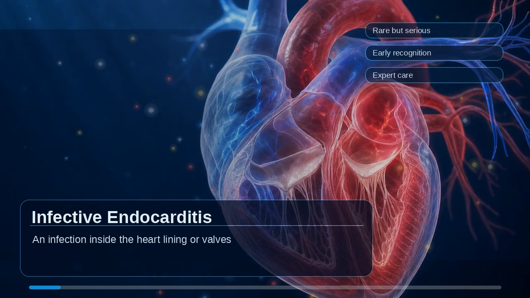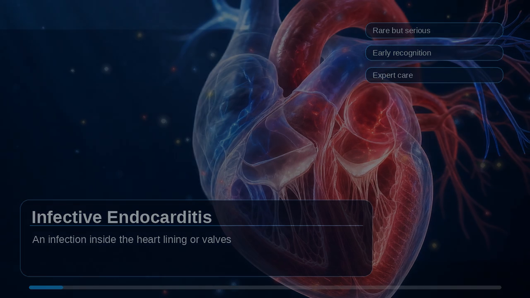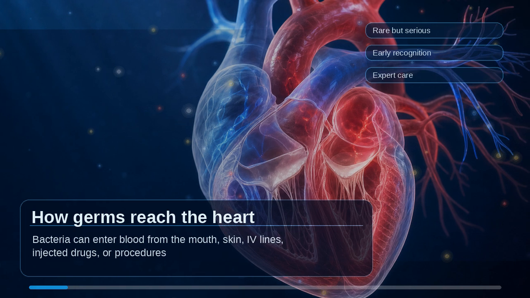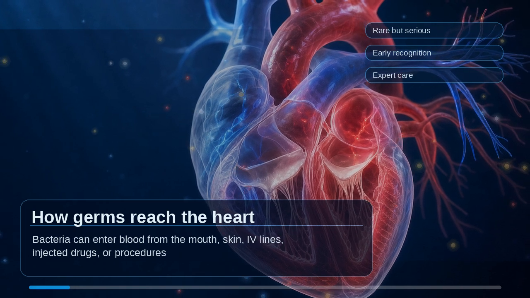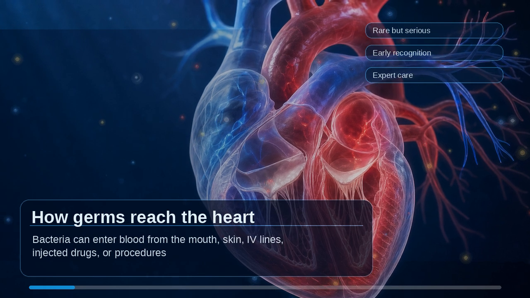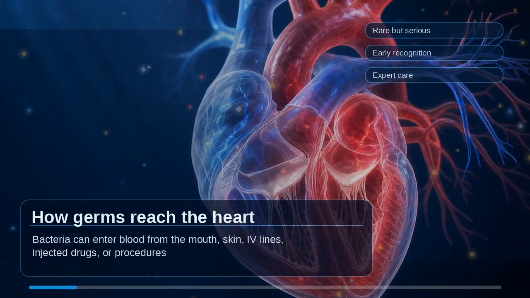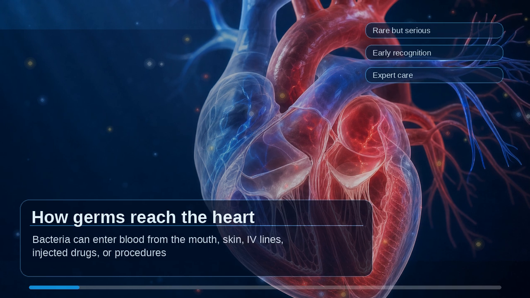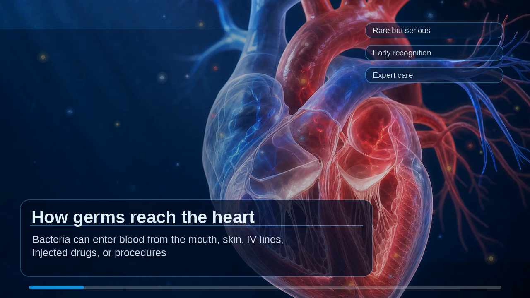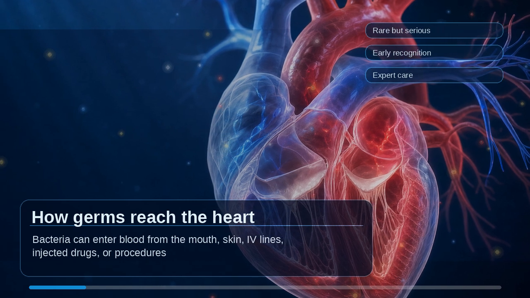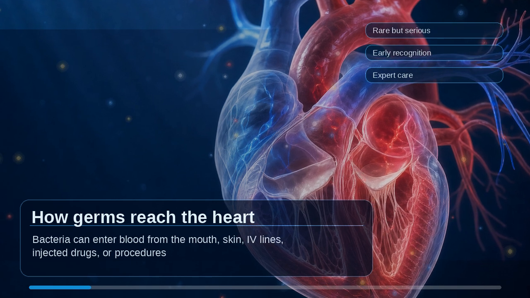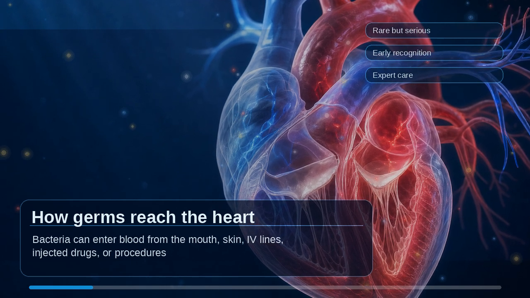Your heart valves work like one-way doors, keeping blood moving in the right direction. Normally, the bloodstream is very well protected. But bacteria can sometimes enter the blood from the mouth, infected skin, an intravenous line, injected drugs, or certain medical procedures. In most people, the immune system clears them. But if a heart valve is damaged, artificial, or has rough surfaces, bacteria may stick to it.